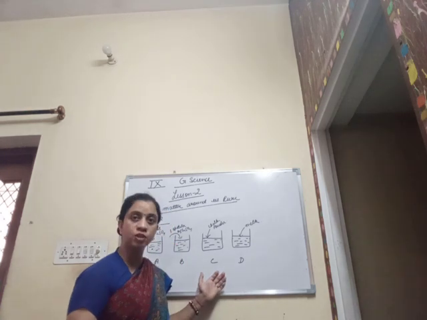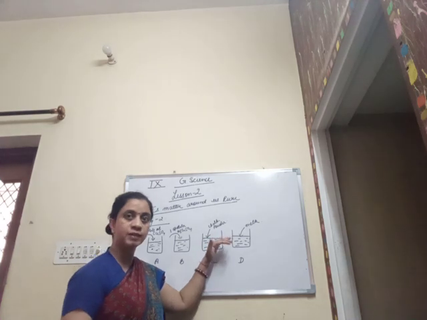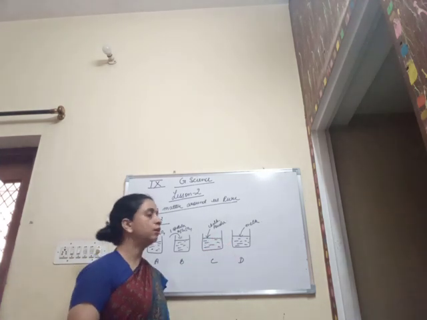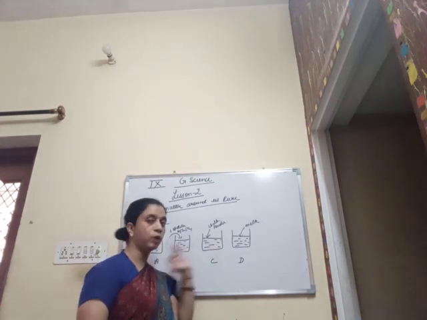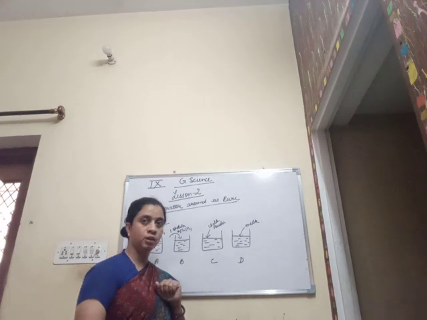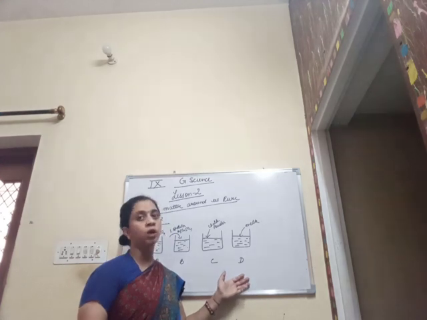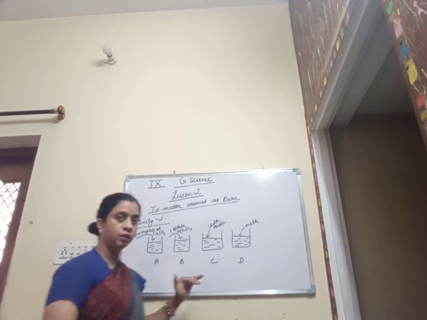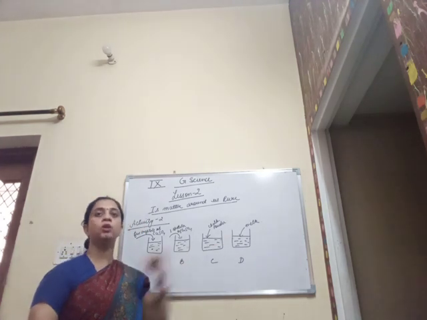Now in beaker C it is not a homogeneous solution, it doesn't form a solution, rather it is a suspension, because the particles of chalk settle down at the bottom. Now in beaker D, when we pass light through it, the light gets scattered. So we can say that it is a colloid.